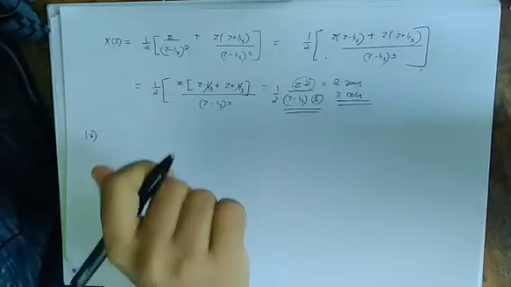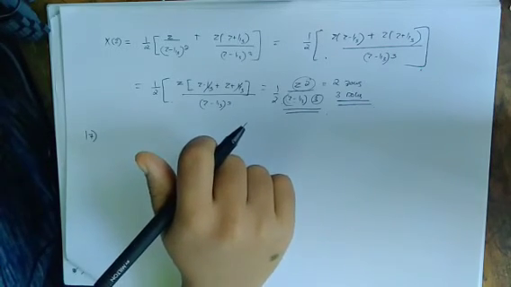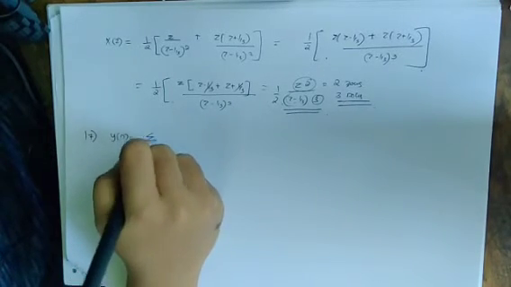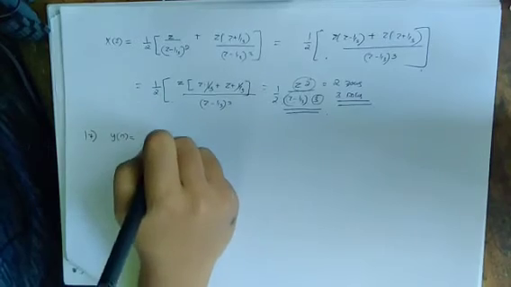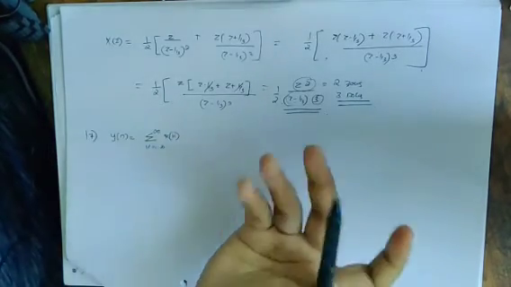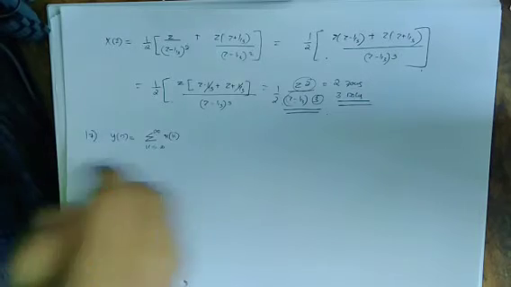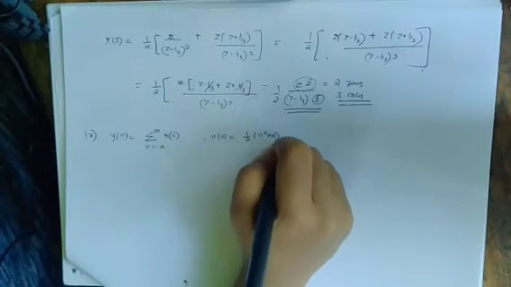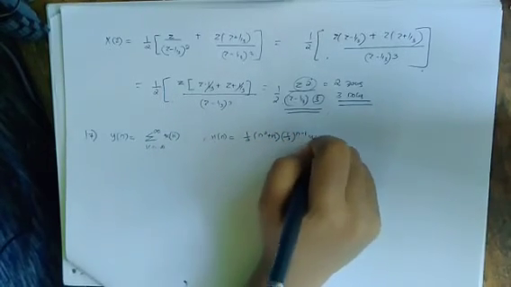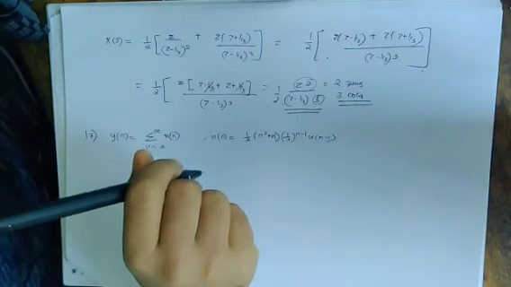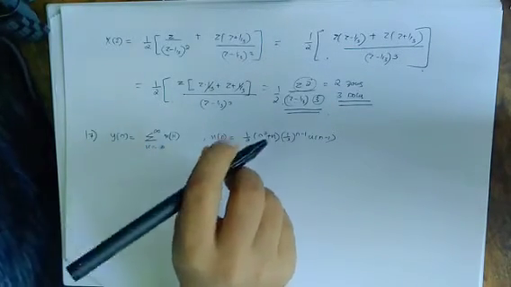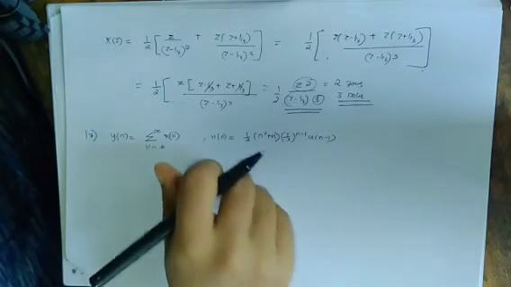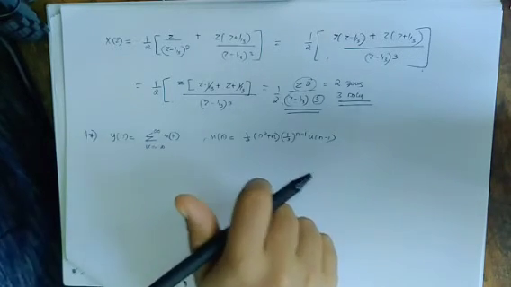The output y of n of a system is related to its input x of n by y of n equal to sigma k is equal to minus infinity to infinity x of k, right. And let the input be the same as the previous input, that is x of n equal to half into n square plus n into 1 by 3 n minus 1 u of n minus 1. Okay. Now we have to find out the steady state value of y of n. The steady state value is actually the final value, so we can use the final value theorem here.